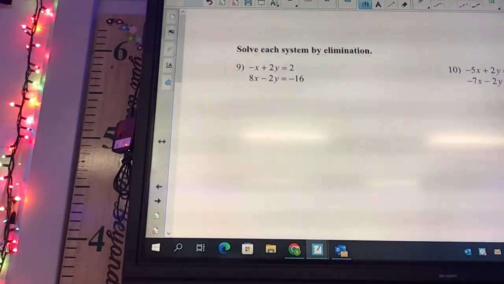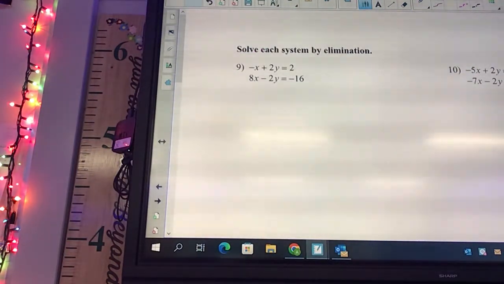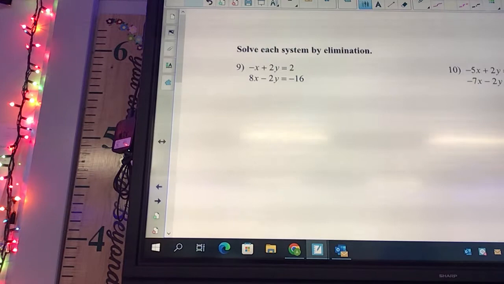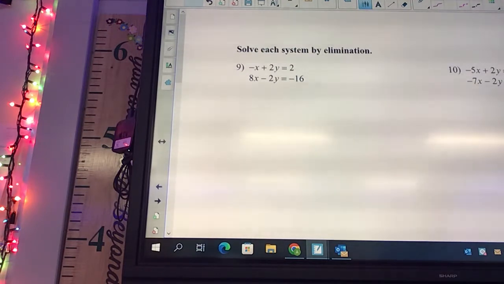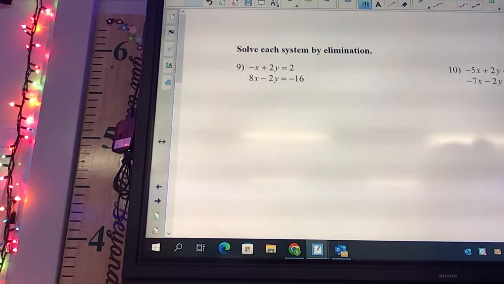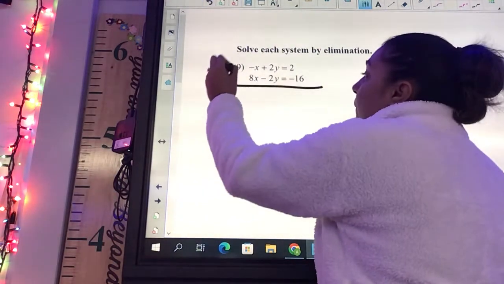Okay, solve each by elimination. Okay, the first thing you need to look at is, do you have 2 with the same number? Okay, if you do, then you don't need to multiply. Okay, if you don't, then you got to multiply. So I can see here that both the y's are 2's, and one's a negative and one's a positive. So we can go ahead and add these together.